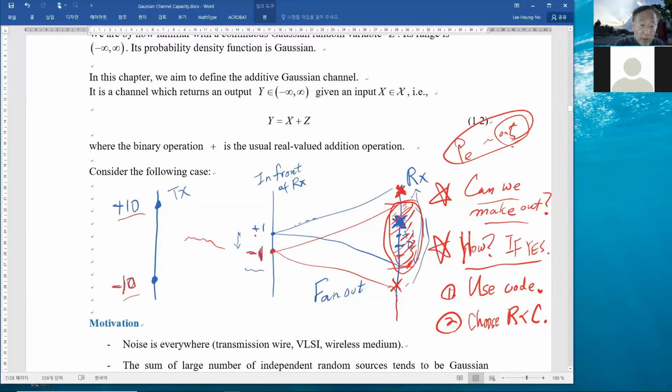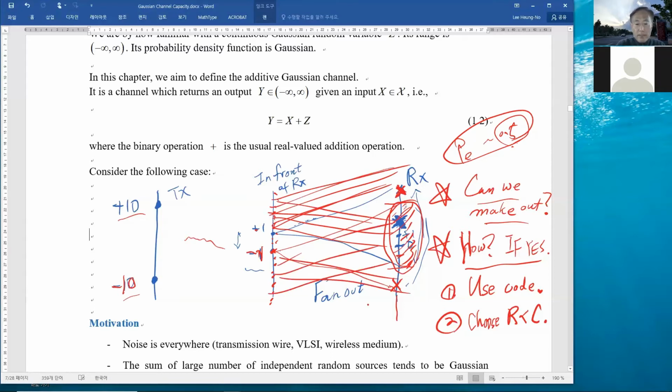But here we were using only 2 symbols. What happens if we use many symbols? Then these fans overlap with each other like this, right? So it will be very difficult to make out, right? So the probability of error is very difficult to make go away, right? So that's the usual layman's thought.